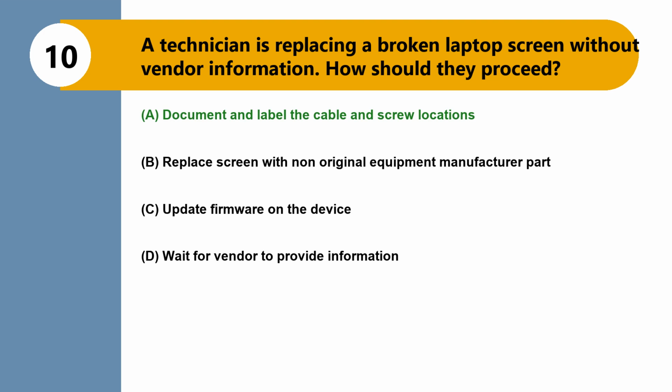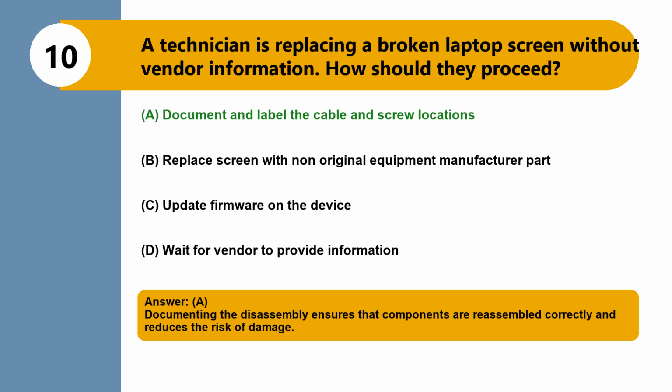The correct answer is option A. Document and label the cable and screw locations. Documenting the disassembly ensures that components are reassembled correctly and reduces the risk of damage.